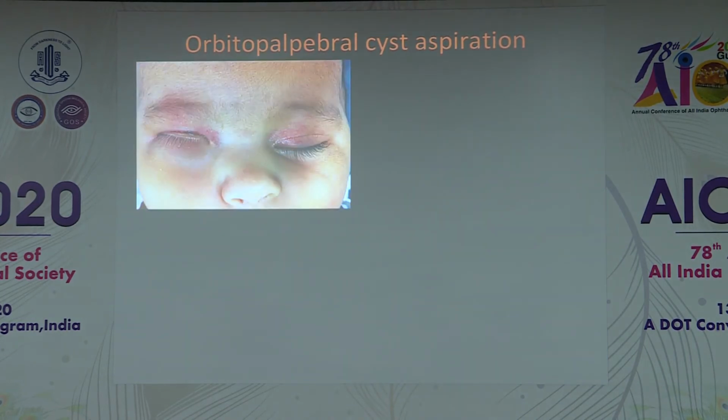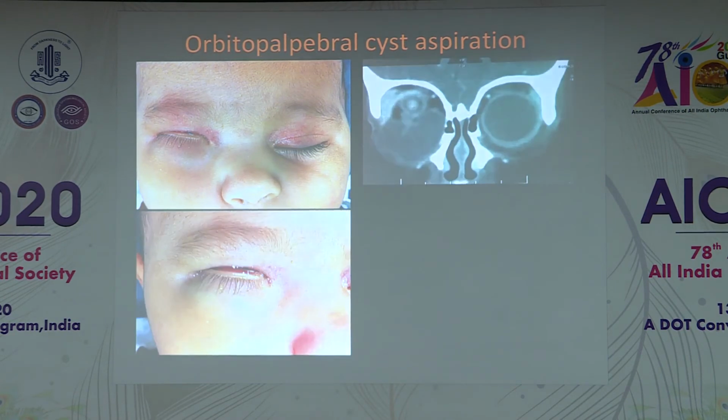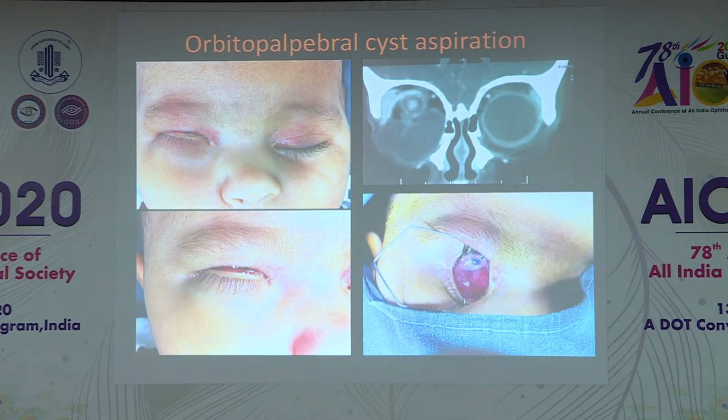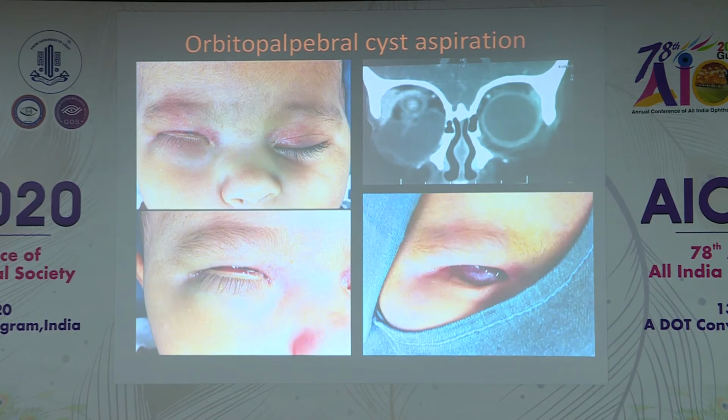So this is a girl, 2 months old, who came to us with an orbitopalpable cyst. Classically, you will see a lovely bluish tinge swelling here. Sometimes you'll have an entropion. You can see the orbital cavity is expanded significantly. So at 2 months, we did an aspiration. That's the cyst, and that's after the aspiration.